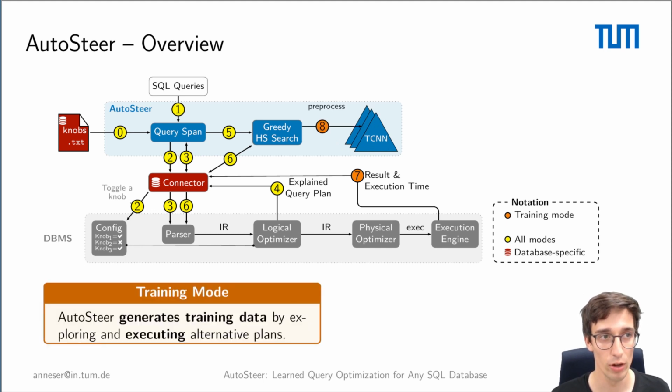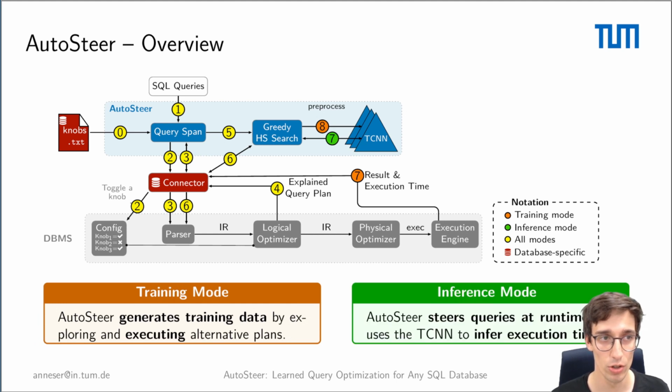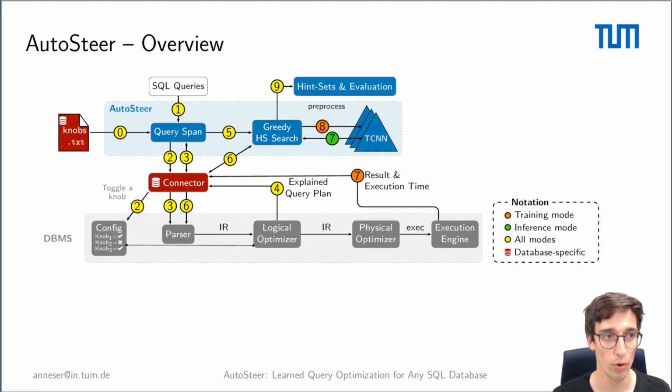After we train a model, we can run AutoSteer's inference mode, which also uses the greedy search, but instead of executing all the query plans, it leverages the pre-trained model to infer query plan execution times at runtime and also to steer query execution at runtime. Furthermore, we can export all the generated query plans and evaluate them later to assess the query optimizer and to find potential problems that can be improved.